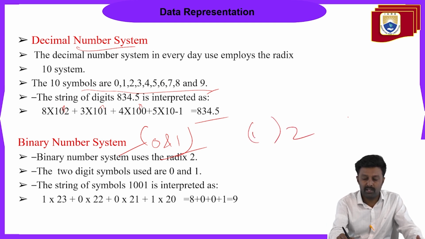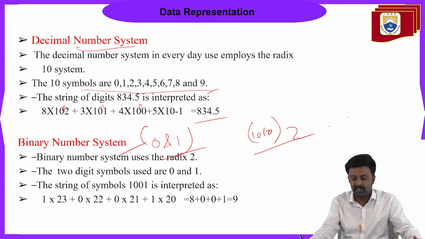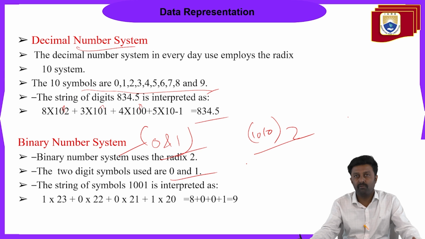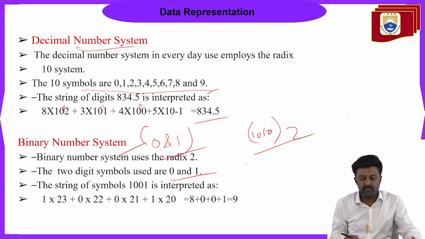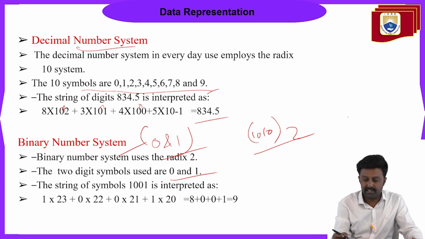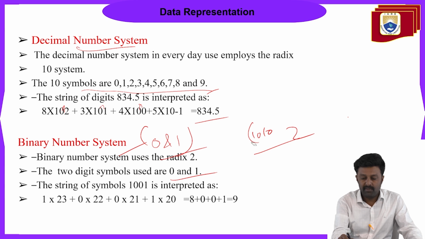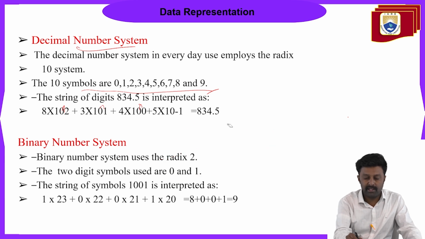Let us say, like 1010. This number system is represented with the base, radix 2. The digits here will be 0 and 1. And how this is represented is in the same way. Let us take one number for the binary number system.